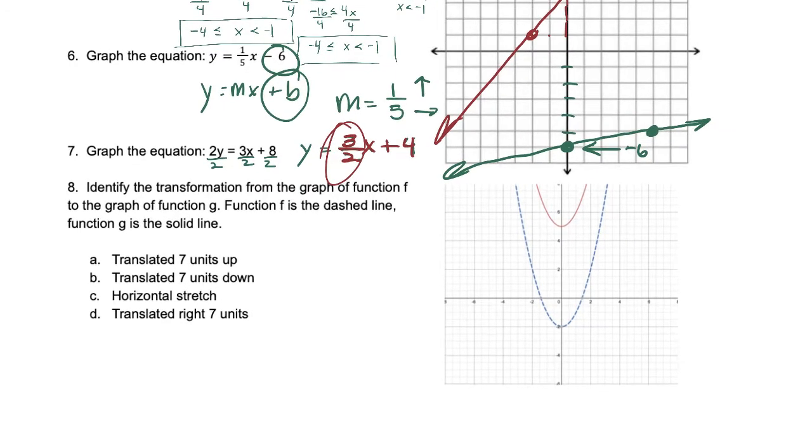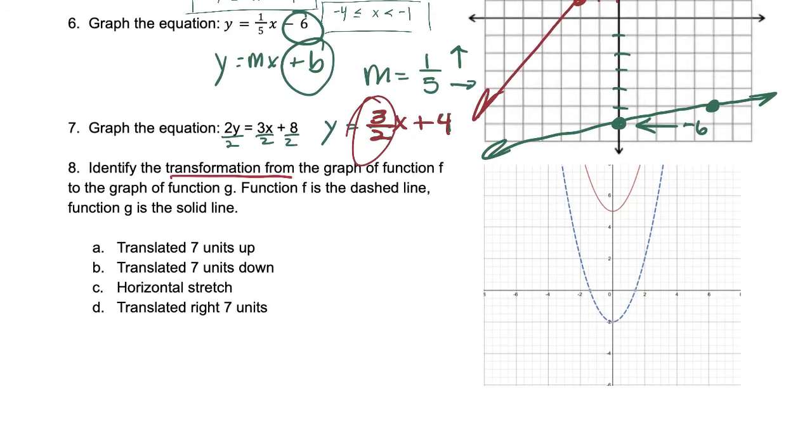That was 7. Number 8. Ooh, identify the transformation from the graph of f to g. So we're going from f to g. F is the dashed line. So this one is f and g. And we're supposed to describe f to g. F to g. So we can see it looks like it's slid up.